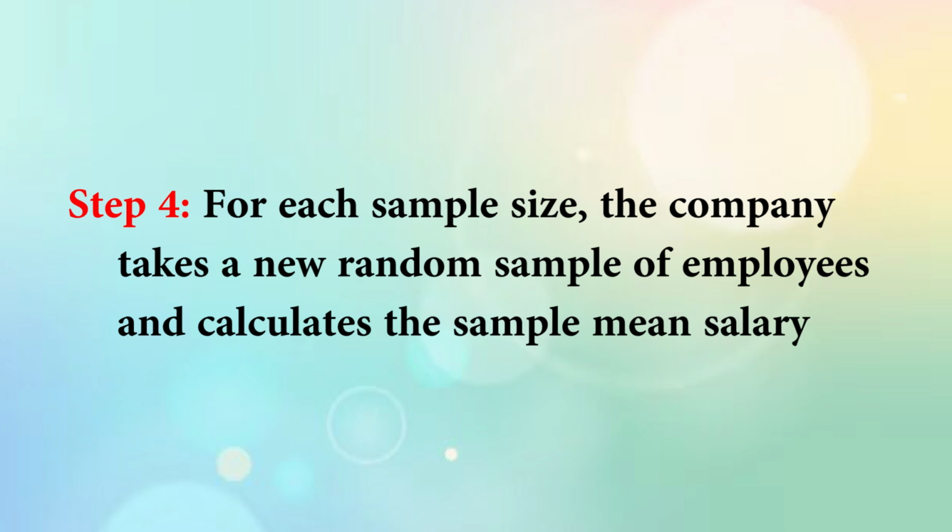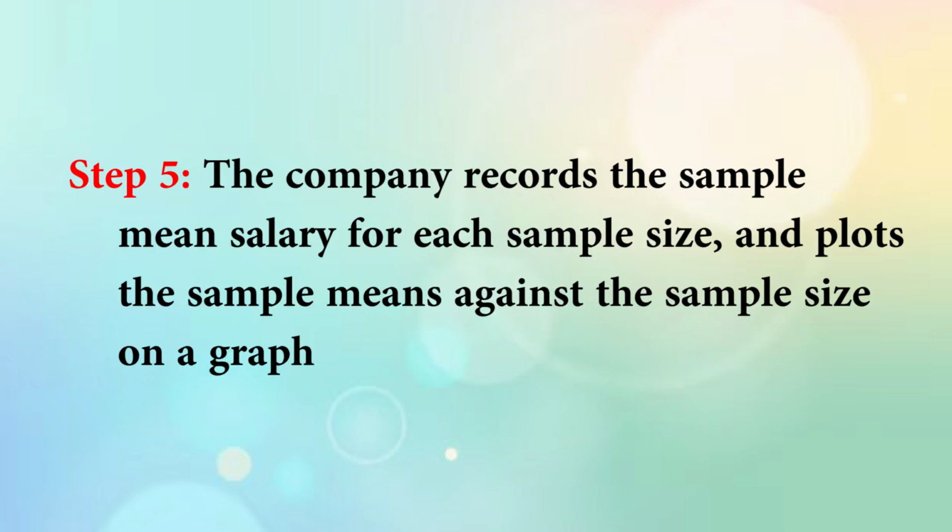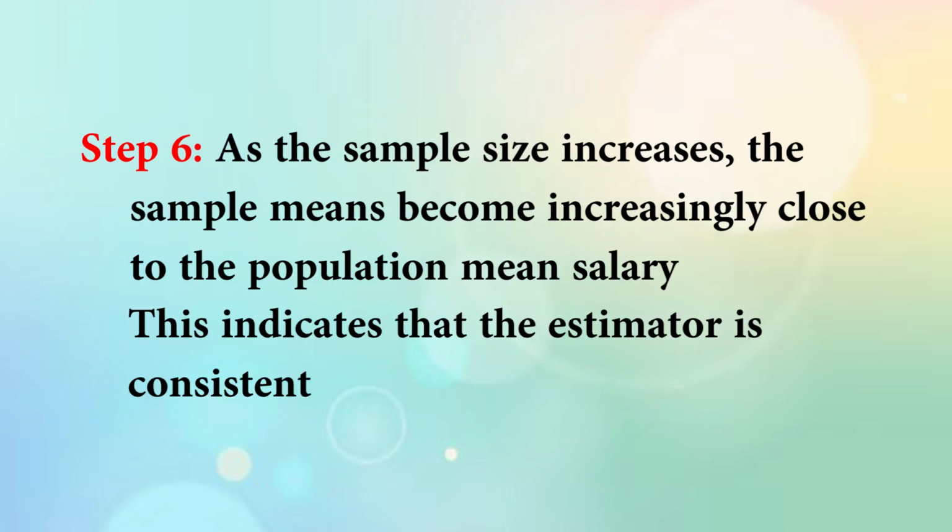For each sample size, the company takes a new random sample of employees and calculates the sample mean salary. The company records the sample mean salary for each sample size and plots the sample mean against the sample size on a graph. As the sample size increases, the sample mean becomes increasingly close to the population mean salary. This indicates that the estimator is consistent.